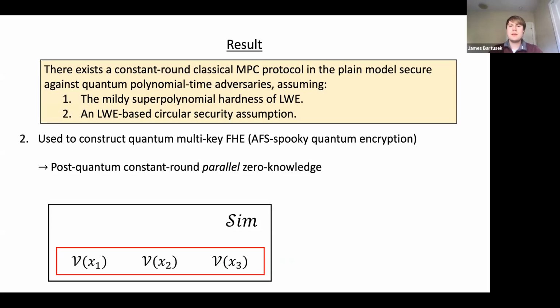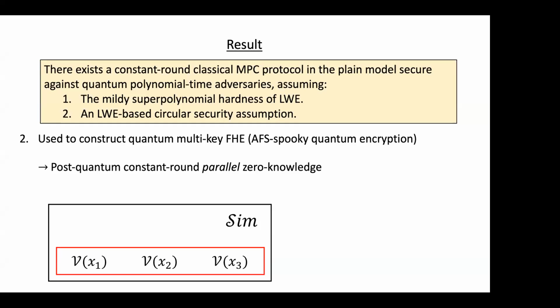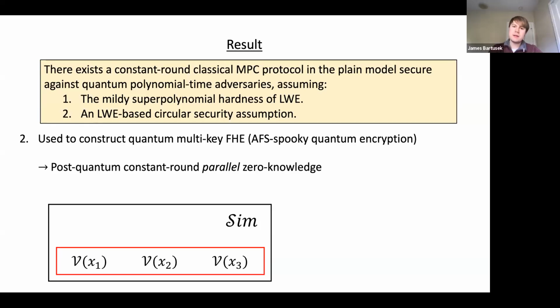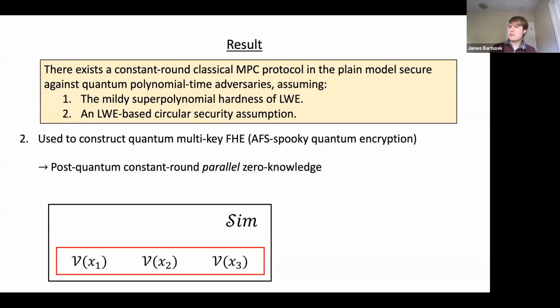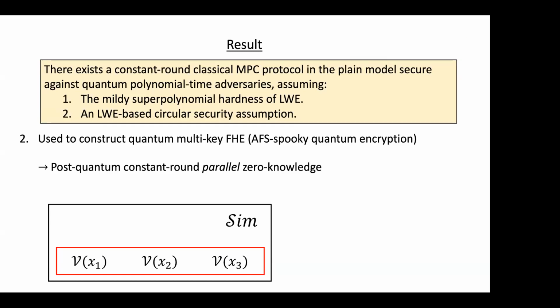James, a couple more questions. Yeah. So this circular security has nothing to do with leveled versus fully homomorphic encryption. You're using it for completely different purposes. Is that right? Usually circular security gets you from leveled homomorphic encryption to fully homomorphic encryption. Yeah, that's essentially what we're using it to do in this setting as well. Okay, I see. Interesting. And the second question is: the MPC protocol you get is constant round, but is it also succinct?